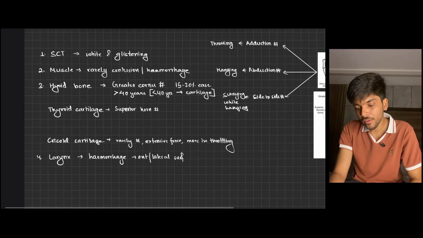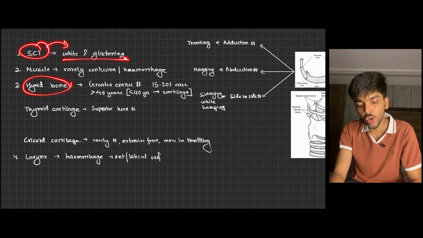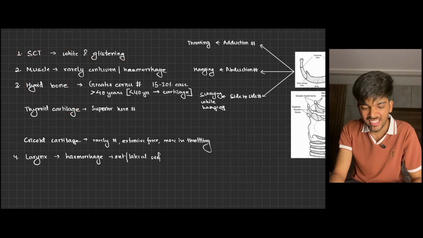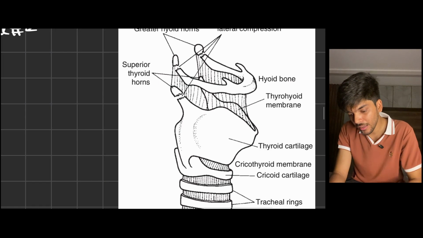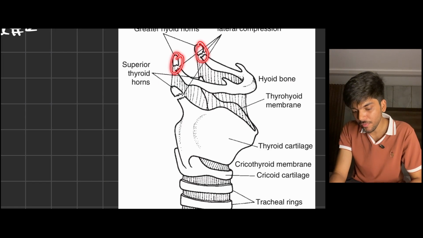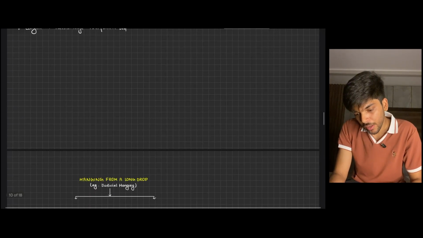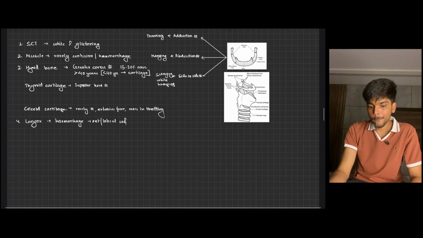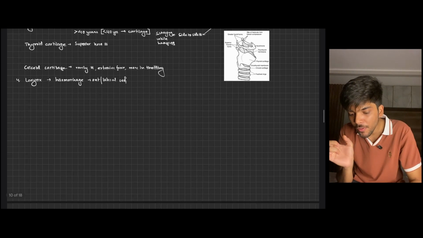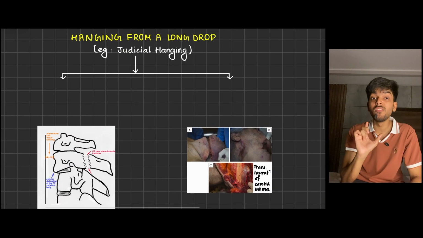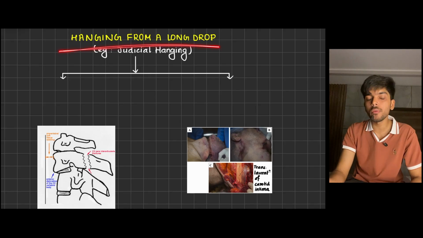Again, more common is the subcutaneous tissue with white and glistening, and hyoid bone and thyroid cartilage fracture. These are less common. You can see right here, the greater cornu has been fractured, the superior horn has been fractured. Okay. Are we done with the internal findings? No. There is a special type of finding where the internal findings are even more severe. Here you get severe findings, and that is hanging from a long drop.